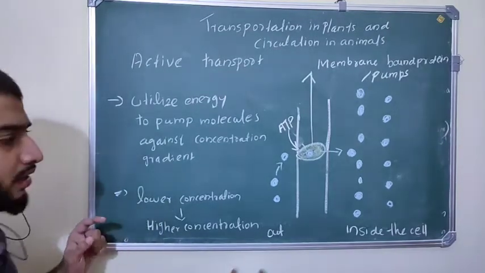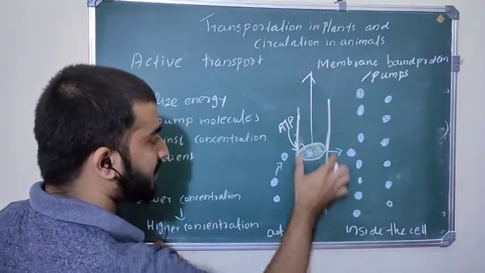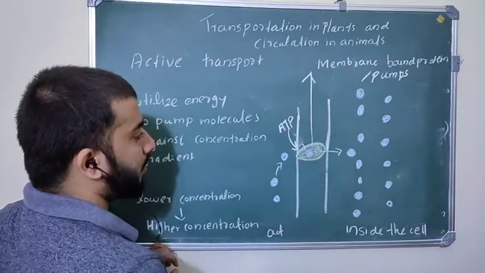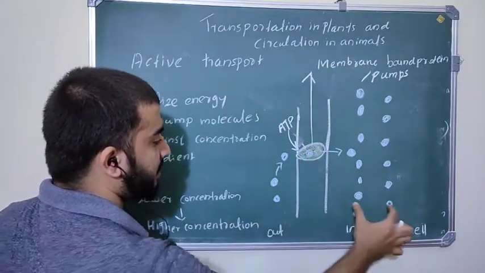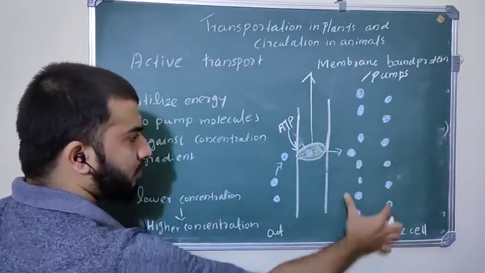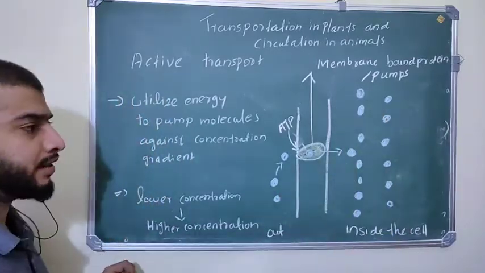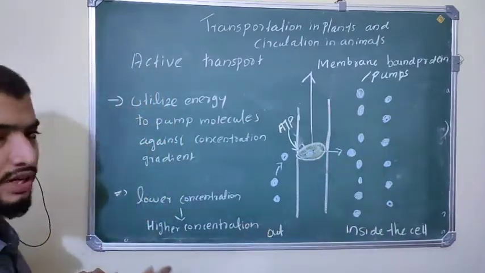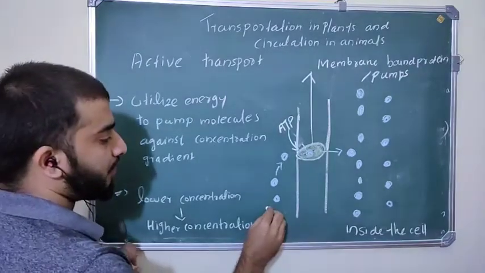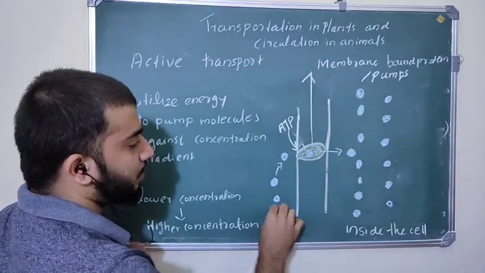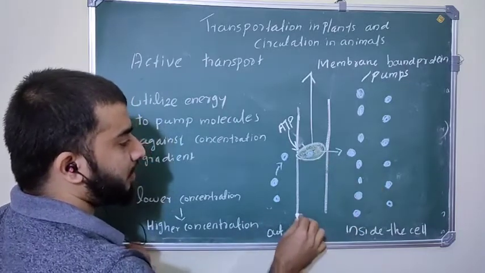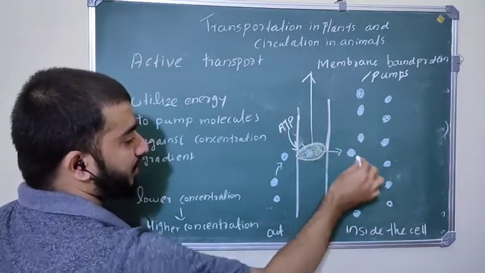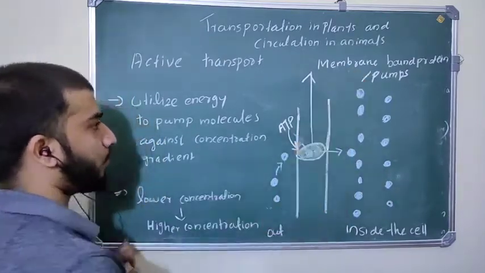Okay, so here you can see the cell membrane. In this cell membrane, membrane bound proteins are present. This is the outside of the cell and this is the inside of the cell. Inside the cell, the concentration of molecules is very high, and outside the cell the concentration is very low. So from the region of lower concentration to the region of higher concentration, that means against the concentration gradient, molecules are transported with the help of membrane bound proteins.